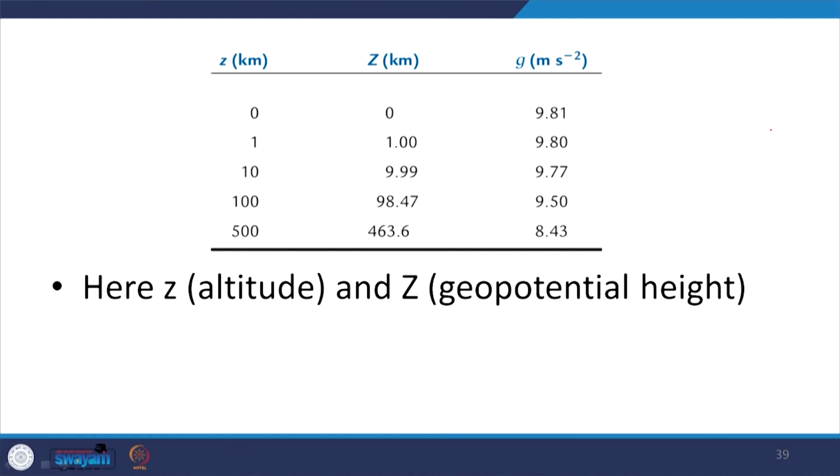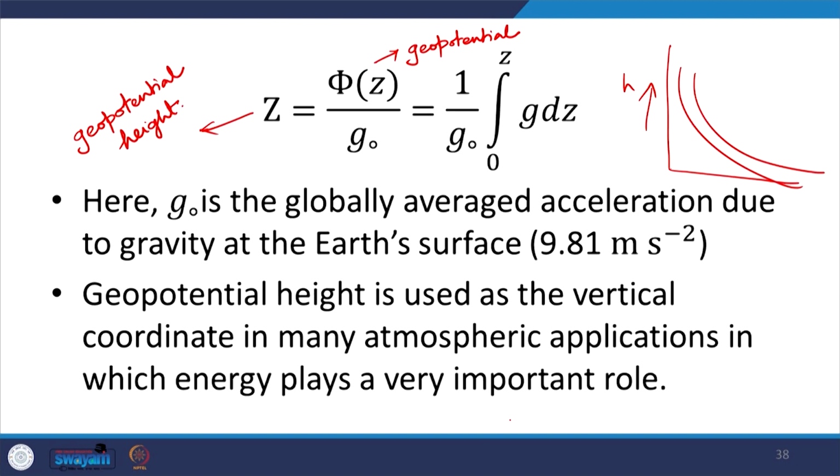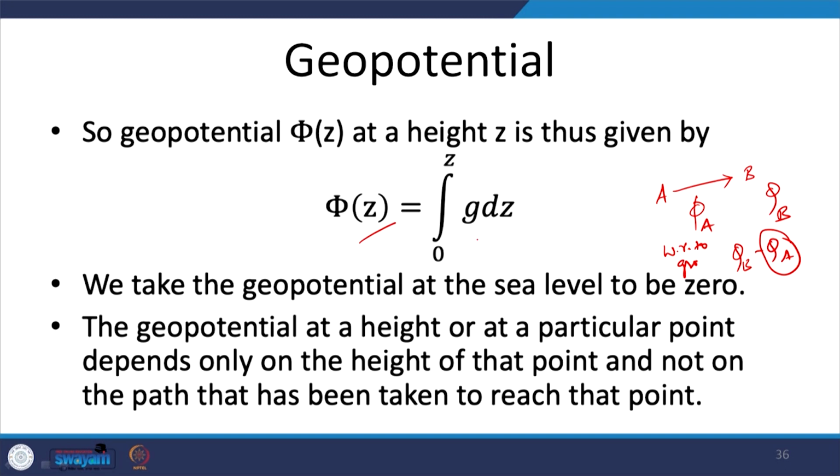So, let us say a table is given, where z is the height in kilometers, in base units, let us say in meters or kilometers. So, phi of z is this, right. If gravity is constant, you take gravity outside. So, this has the dimensions of gravity times the distance, right. Now, you divide by g naught, you have information of height alone, right.